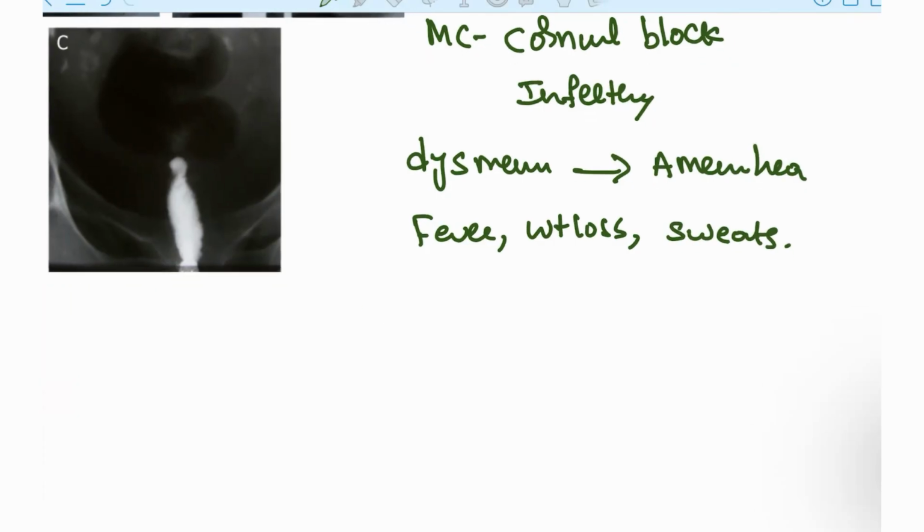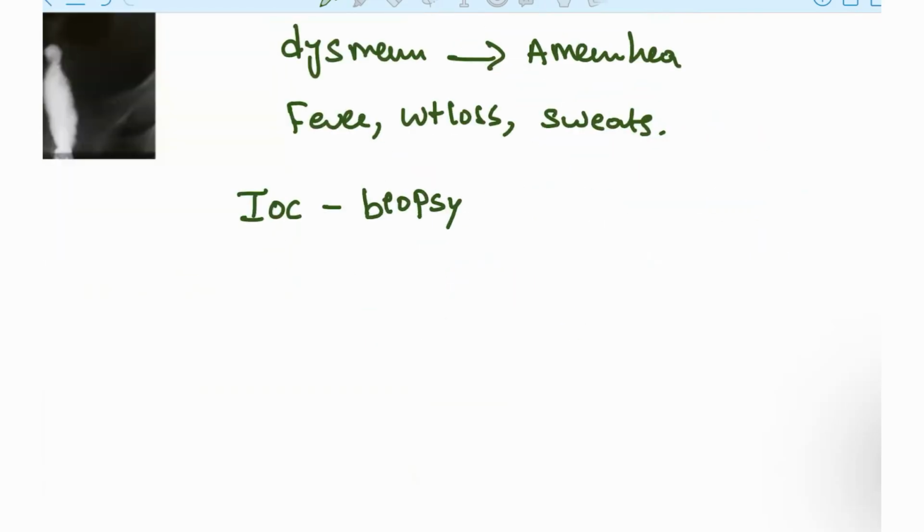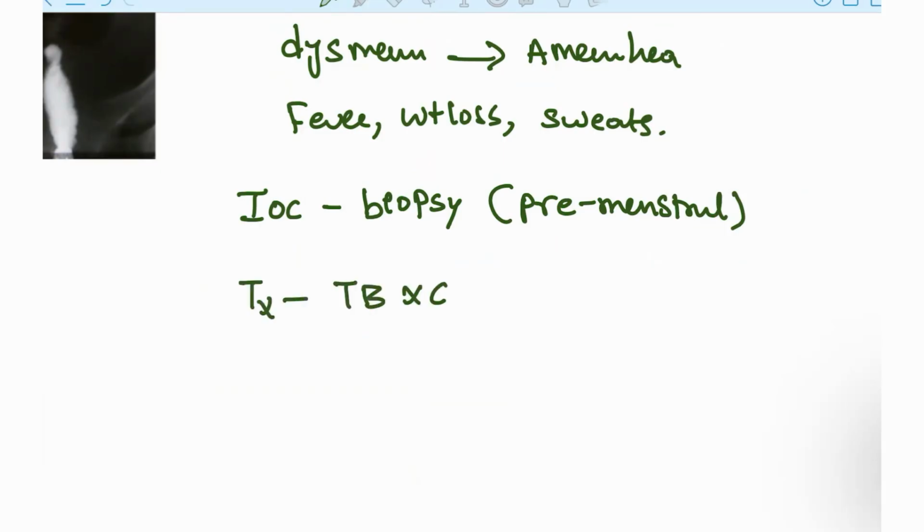The investigation of choice for this patient will be biopsy, endometrial biopsy. We have to get the biopsy, then only we can confirm. And when should this biopsy be taken? Usually in the pre-menstrual period, at that time we have to get the biopsy, which will be helpful for us. Next, treatment: we have to always give the patient TB therapy for 6 months. This is the protocol. And how about the fertility treatment? For this patient, we are going to use IVF as the best choice.